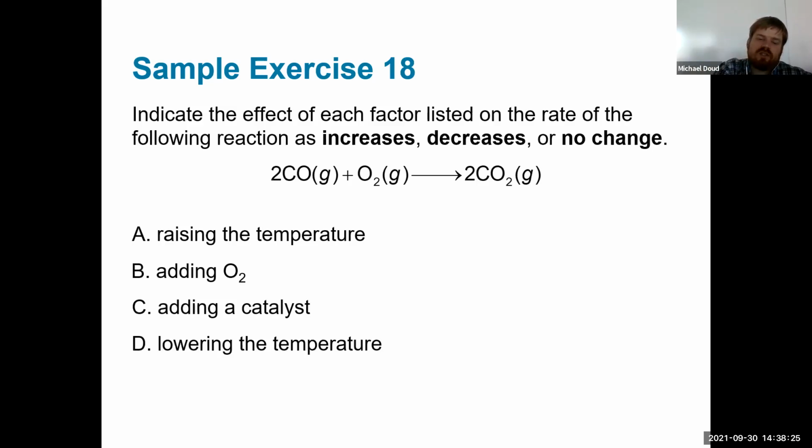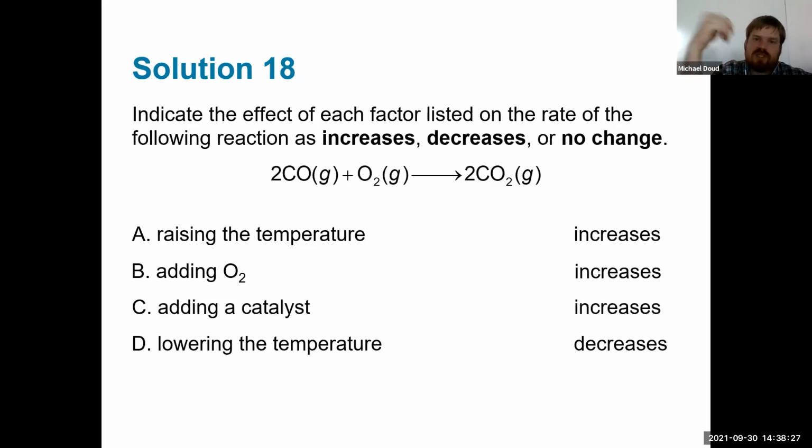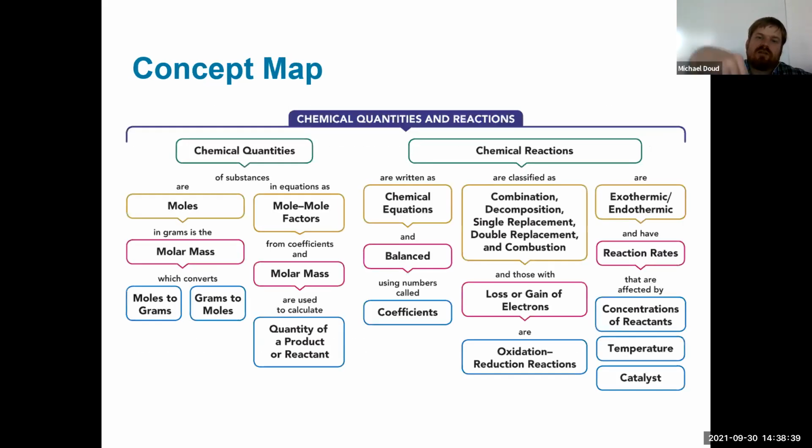Okay, and we're back. Raising the temperature, of course, increases the rate of the reaction. Adding oxygen, that's a reactant, so that's going to increase the rate of the reaction. Adding in a catalyst would increase the rate of the reaction. And then finally, lowering the temperature would decrease the rate of the reaction.